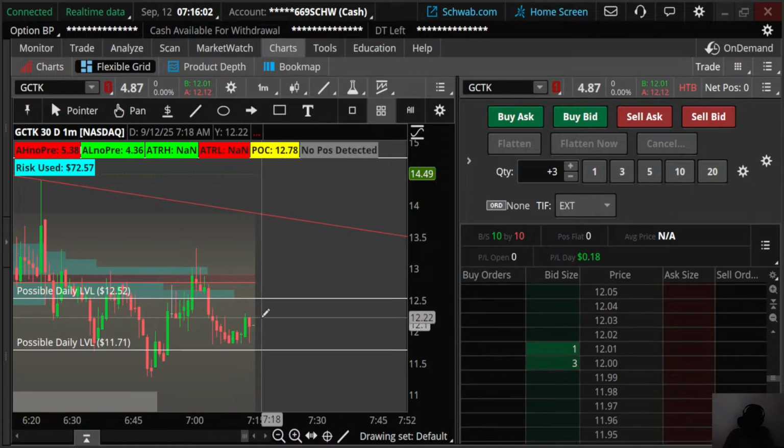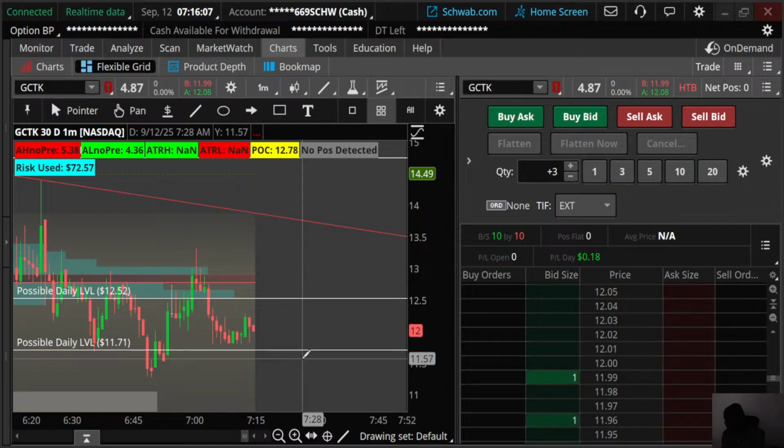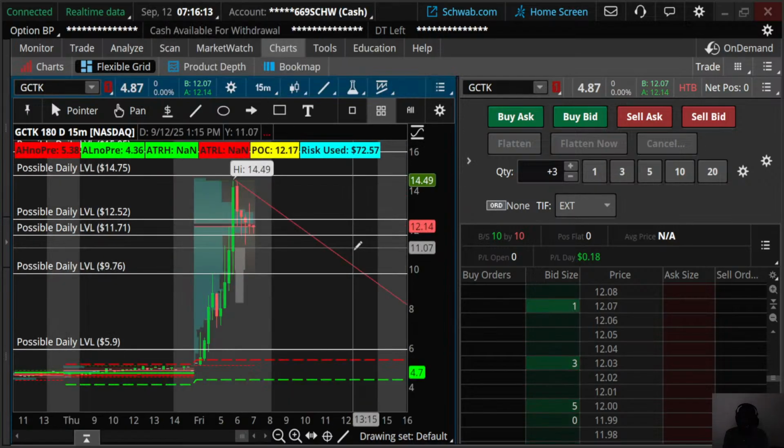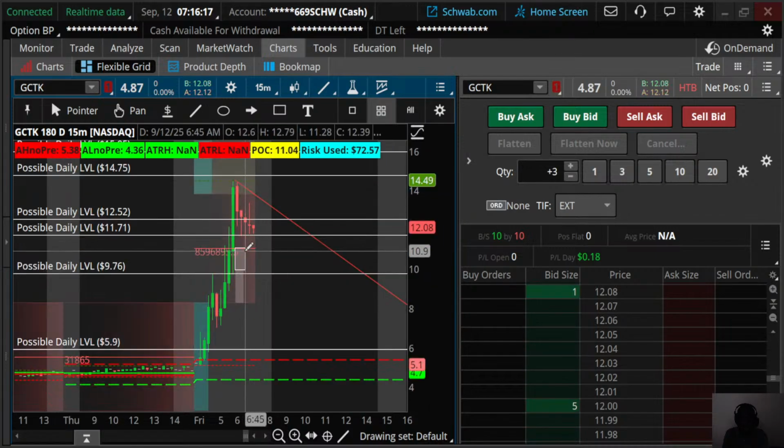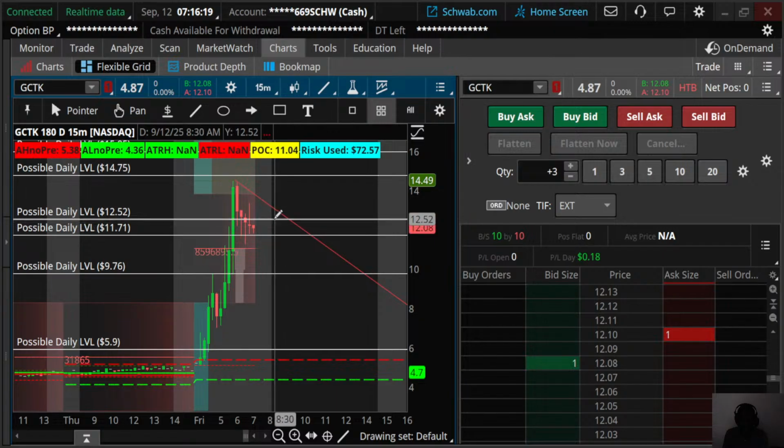GCTK again holding up here. 1224 is at the highs. The 15 minutes telling me it's a no-go though. Let's look at the 15 minute real quick. Look at this 15 minute. This looks like death from above. Big old indecision. And yeah, I'm just not sure about any of that.